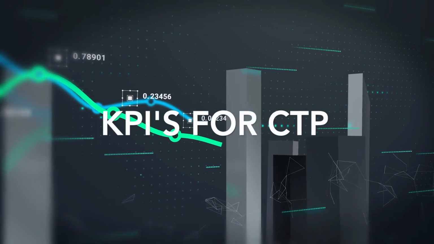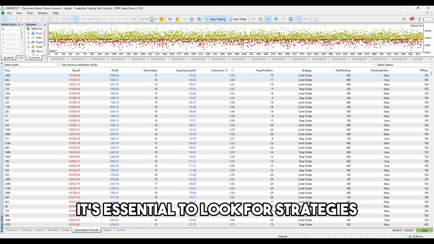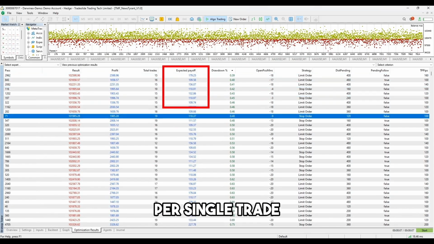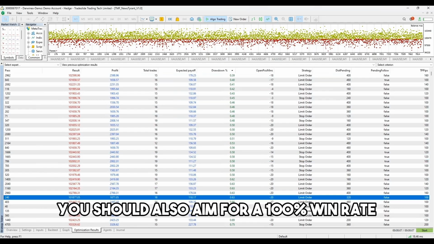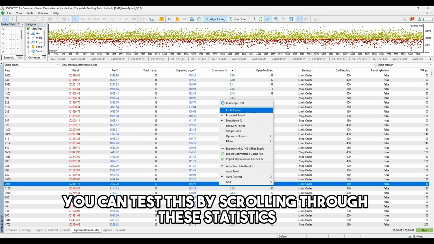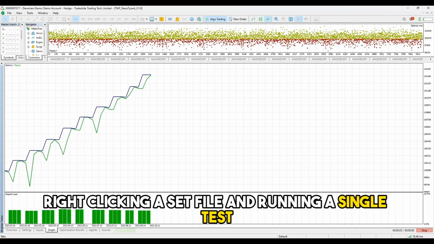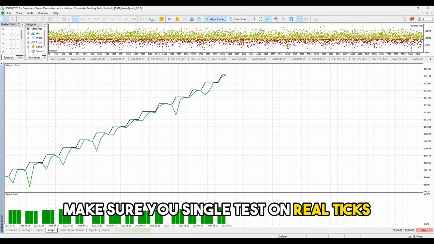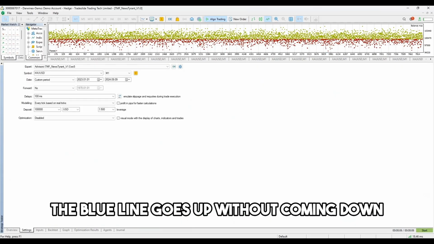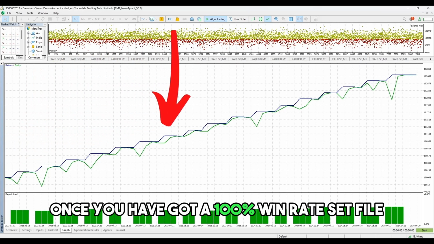KPIs for CTP. When browsing through the results, it's essential to look for strategies with the lowest drawdown and highest expected profit per single trade. You should also aim for a 100% win rate. You can test this by scrolling through these statistics, right-clicking a set file, and running a single test. Make sure you single test on real ticks. If you see that the blue line goes up without coming down once, you have got a 100% win rate set file.